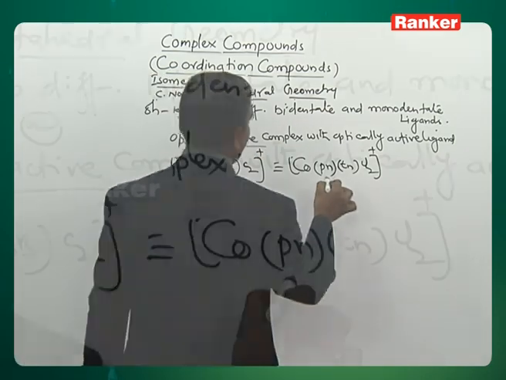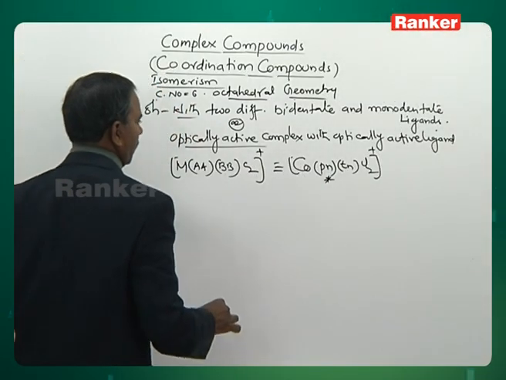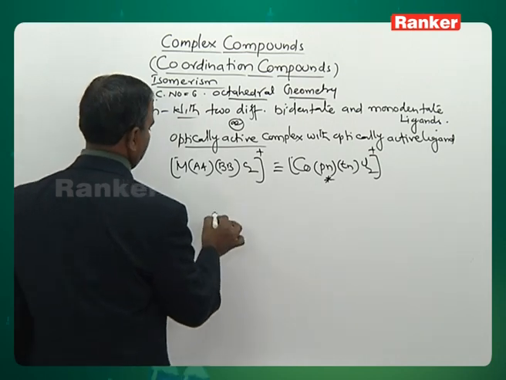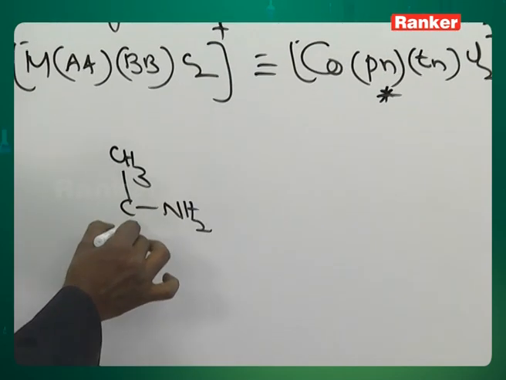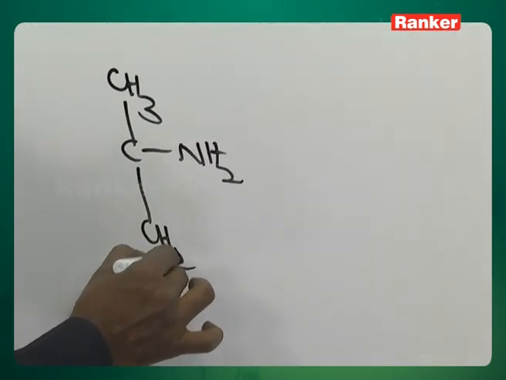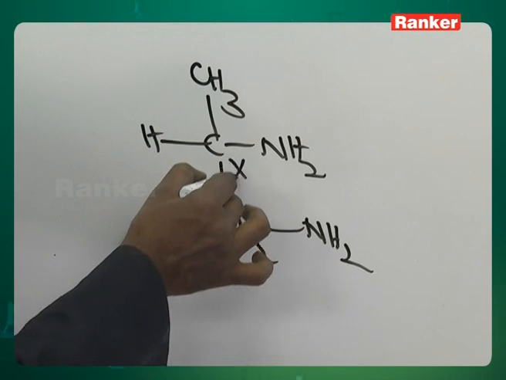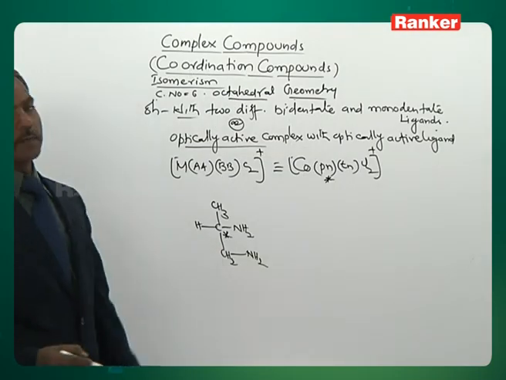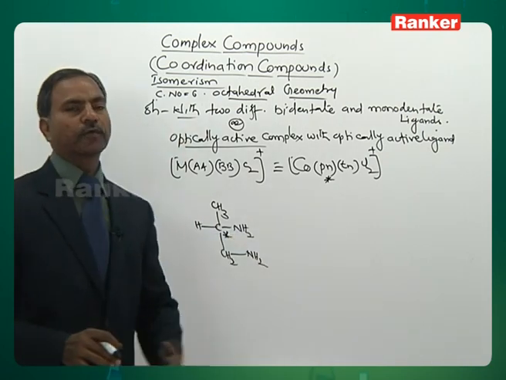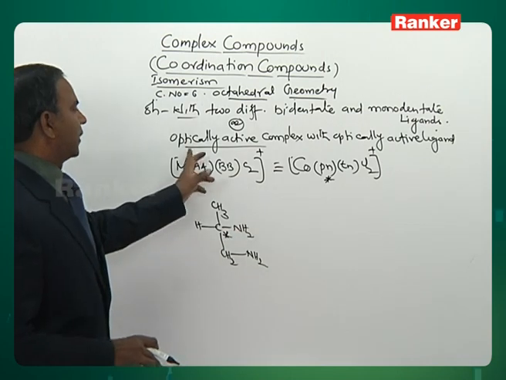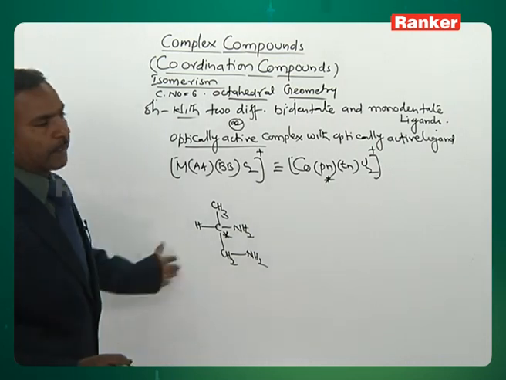So this particular pn is an optically active ligand. How do you say this is an optically active ligand? Let us check the structure of pn. You know, CH3, 1,2-diaminopropane. This you see is carrying an asymmetric center. This particular ligand itself is optically active, and the complex is also found to be optically active. So, optically active complex with optically active ligand. This is important to remember. For this, we write again optical isomers.